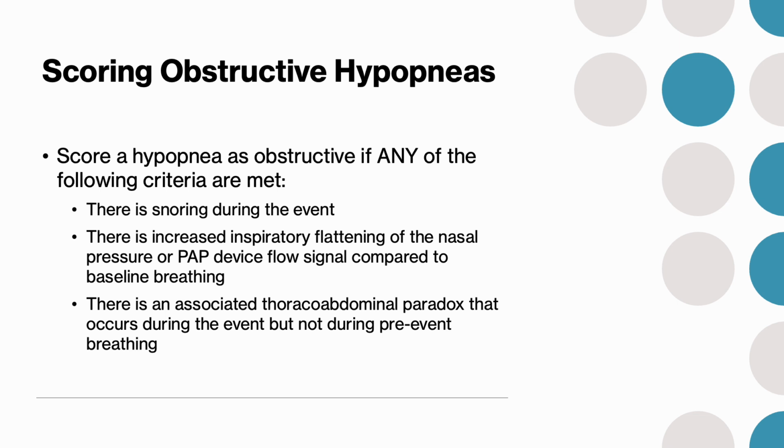Hypopneas are considered obstructive if there's evidence of them doing any of the following: snoring, increased inspiratory flattening of the nasal pressure or PAP flow signal compared to normal breathing, meaning flow limitation, and I've got a slide of that. Or there is an associated thoracoabdominal paradox that occurs during the event, but not during pre-event breathing. So all of that means snoring, flow limitation, or paradoxical effort. Paradoxical effort is the chest and abdomen belt are going against each other instead of synchronously with each other.